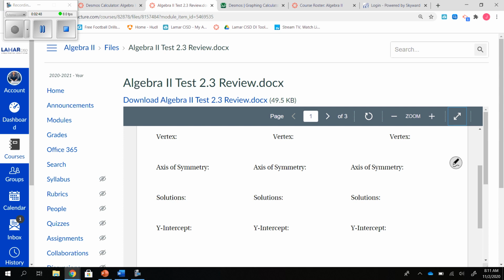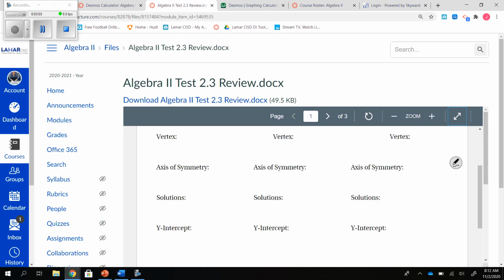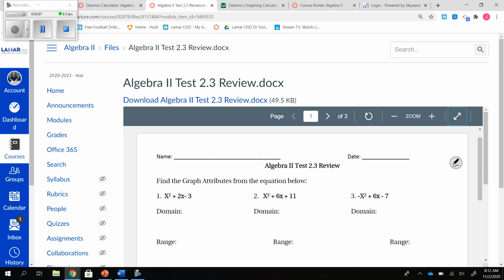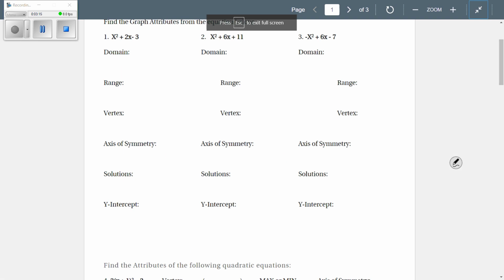And then finally, the y-intercept is the last thing to do. We click over. Where does it cross y? It crosses y at 0, -3. All right, and that's it. That's all you need to get the answers. So I know Desmos is usable, it's doable. So on the test tomorrow, there should be no reason why I'm getting emails saying I can't do it. That's how you use Desmos to find graph attributes.